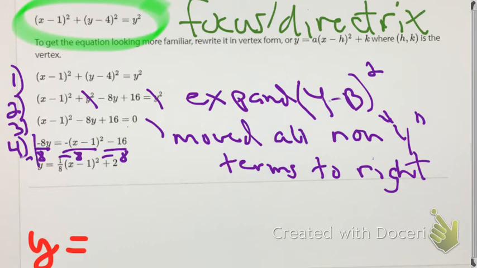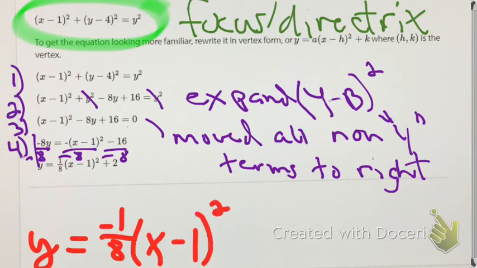And over here, this minus x minus 1 squared, that becomes minus, and dividing by 8 is the same as multiplying by 1/8. So they usually show it as a fraction here. So that's why you're saying 1/8 x minus 1 squared. And then over here, this minus 16 divided by minus 8, that's plus 2.